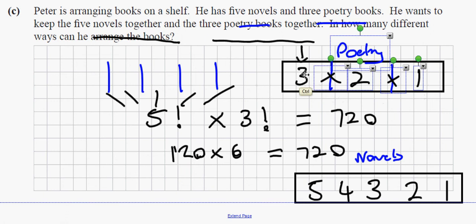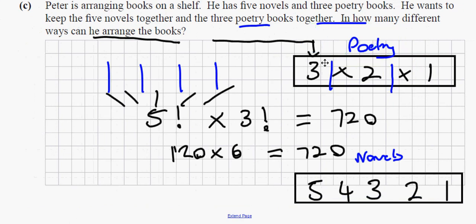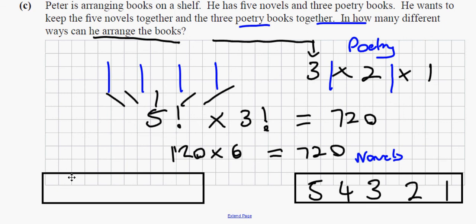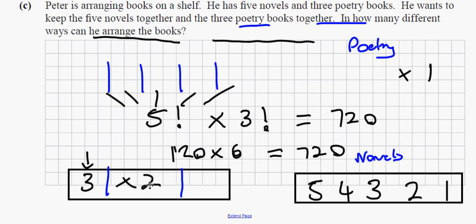So, what we could say here is that this section here, the poetry books would go first, and the novels would go second. So this way, it's actually double 720, okay? So it's double 720, and therefore the poetry books come first and the novel comes second.